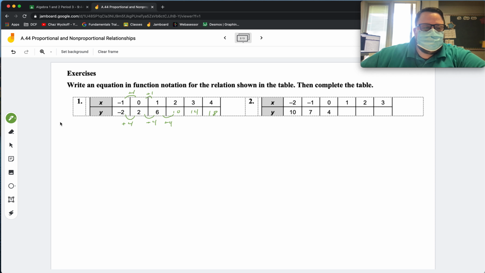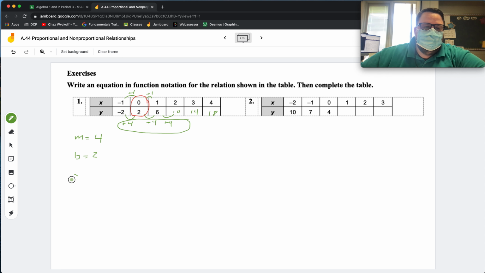Okay, so first thing I need to know, my x values were going up by 1, so my m, my slope, is whatever the difference was here. So it's positive 4. So m equals positive 4. B is whatever y equals when x equals 0. So if I go over here to the chart and I look, x equals 0, y equals 2. So that means b has to equal 2. And I have the information that I need.